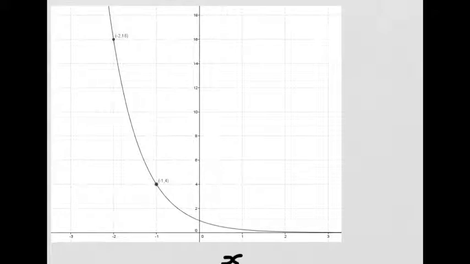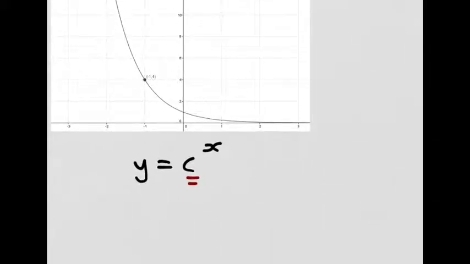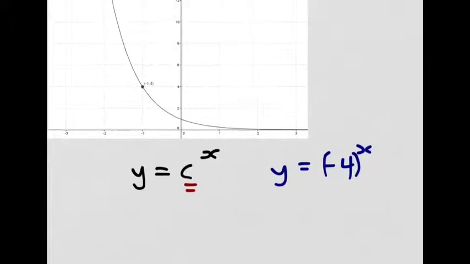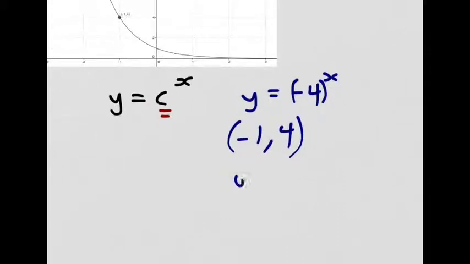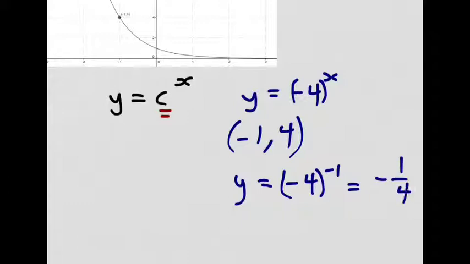C is going to be negative 4, maybe? Okay, let's try that. So Tobias is suggesting y equals (-4) to the x. Put that in brackets. Let's see if that works. So let's test the point (-1, 4) and see if both sides equal the same thing. Negative 4 to the power of negative 1 would be negative 1 over 4, which is not what I wanted. I wanted 4. Drat. Okay, that's not going to work.